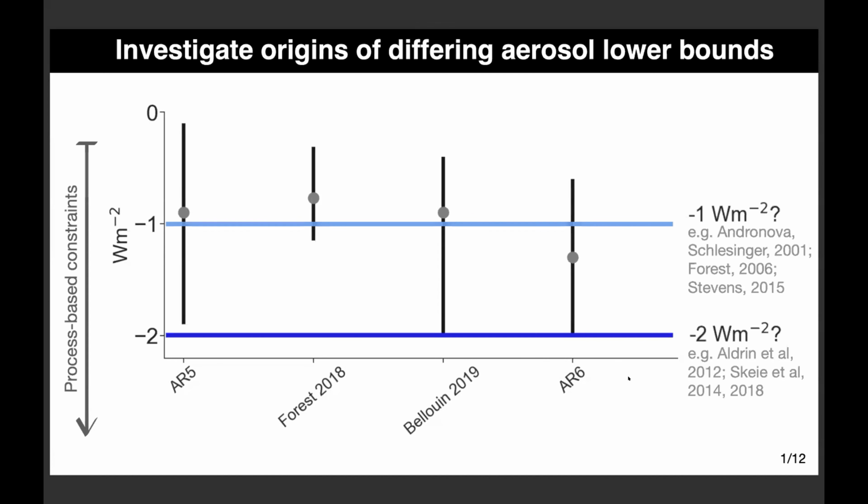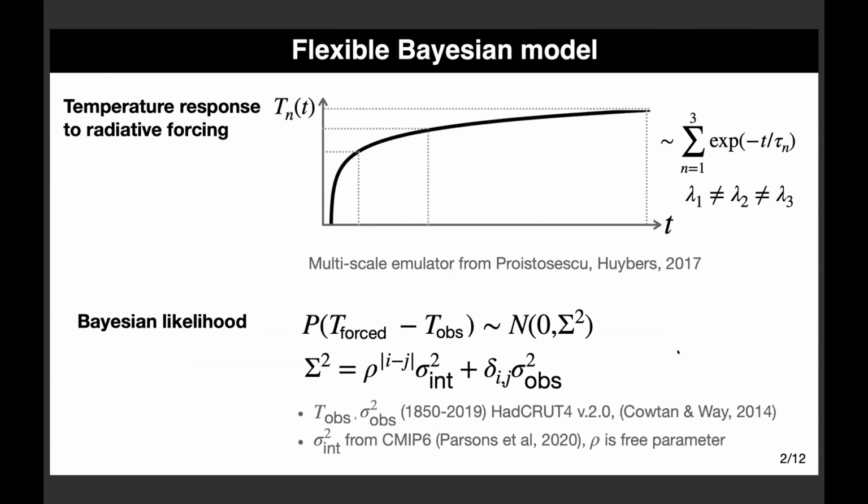Within these top-down methods, values tend to cluster around either -1 or -2 watts per meter squared. And what we're interested in is understanding why similar frameworks yield considerably different bounds, even though they use similar forward models and similar sampling techniques. I'll first present our flexible Bayesian model formulation.